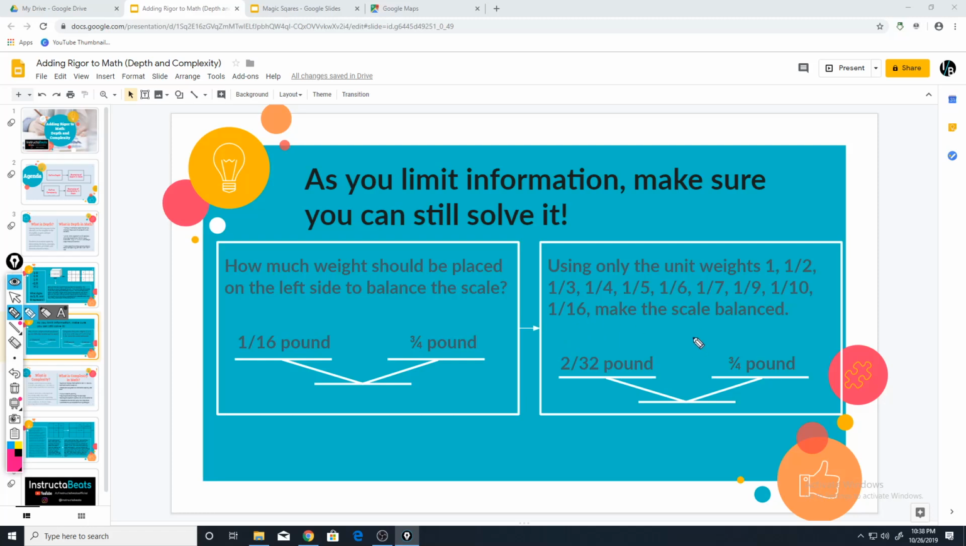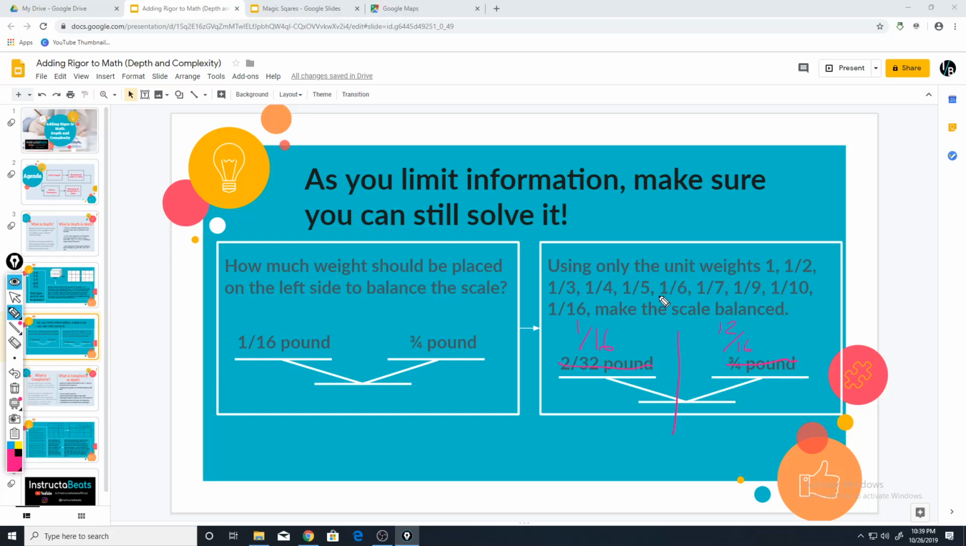Now take a look at this problem. I'm limiting information that they can use, using only the unit weights 1, 1/2, 1/3, 1/4, 1/5, 1/6, 1/7, 1/8, 1/9, 1/10, 1/16. Make this scale balanced, meaning left and right must be equivalent. 2/32 is 1/16 of a pound, and 3/4 is 12/16. So I know I need 11/16 more, but if I go through all the possibilities, I'm never going to be able to make 11/16. So what can I do?